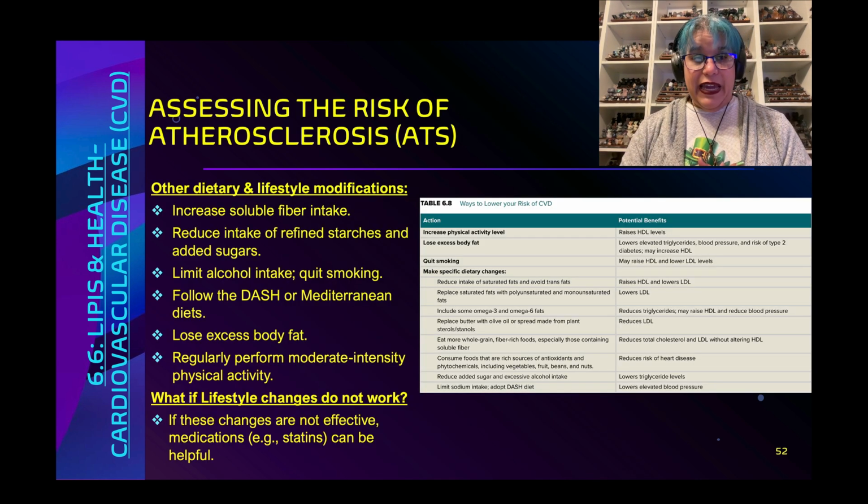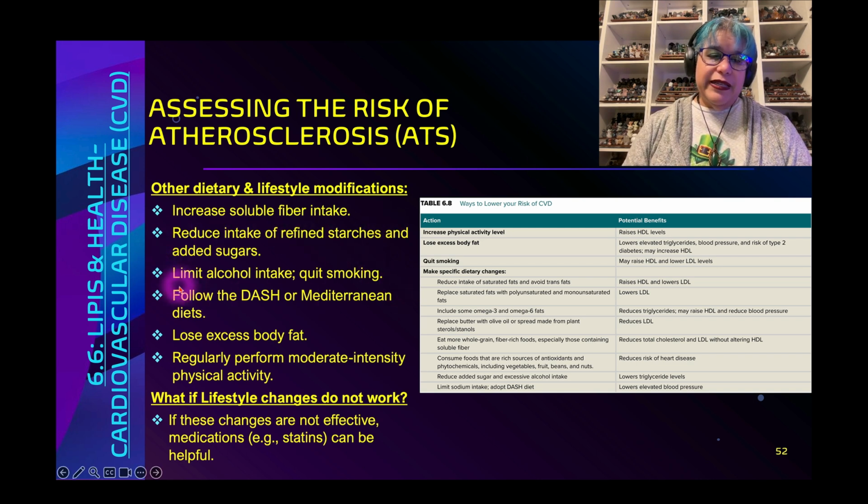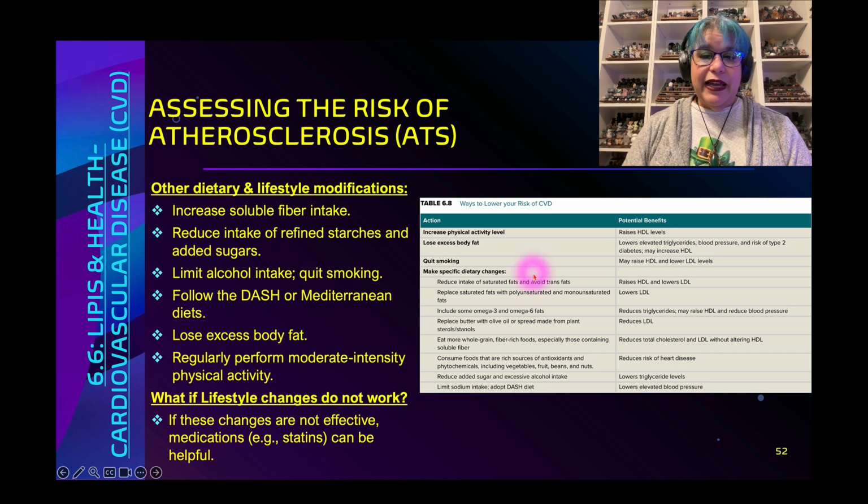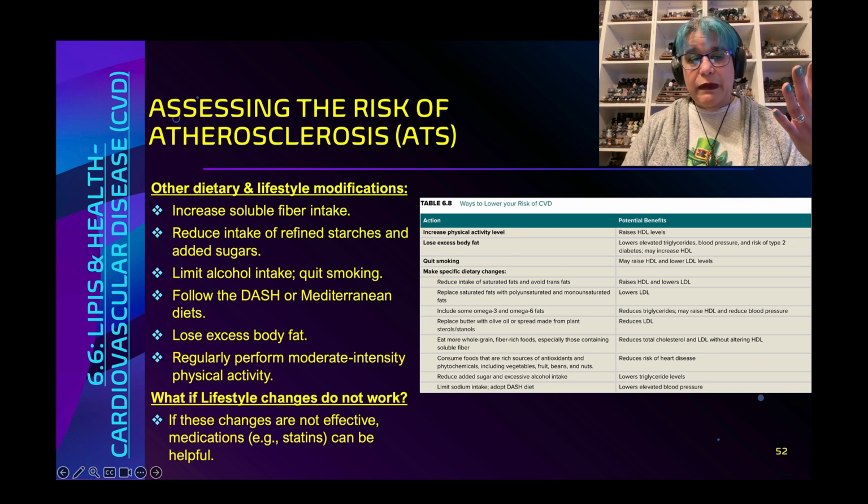Other dietary lifestyle modifications. Increase your soluble fiber intake. We talked about the fact that soluble fiber helps to kind of pull cholesterol with it, so you can do that. Reduce intake of refined starches and added sugars. Try to stick to things that have fiber in them. The other thing is, with refined starches and added sugars, my body can convert those into fat. So if I am consuming a lot of that, I'm actually probably adding to what my body is doing. Limit your alcohol intake. Quit smoking. Again, we're talking about the free radicals that can damage cholesterol and cause plaque formation. Follow the DASH or Mediterranean diet. Lose excess body fat. Regularly perform moderate intensity physical activity. I'm not telling you to go run a 5K, walk around for 20 minutes.